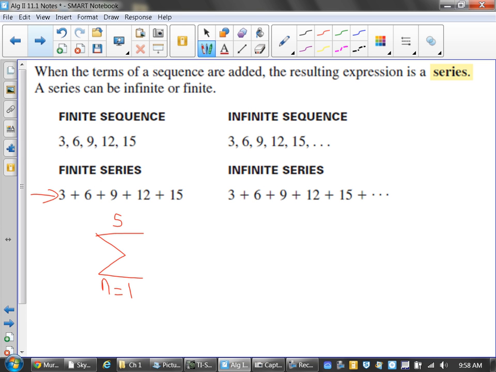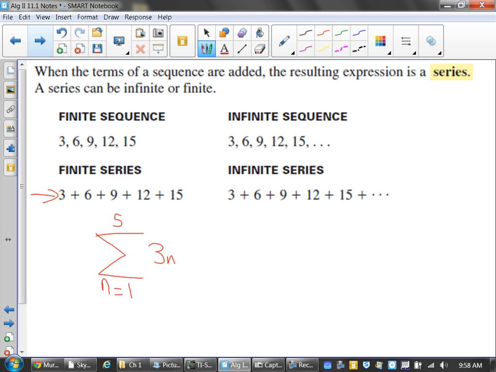And what's the pattern for that series? What's the rule for the nth term here? Yeah, 3n, 3 times n. 3 times 1, 3 times 2, 3 times 3, 3 times 4, and so on. It would be this. That's how I would write out this series in sigma notation.